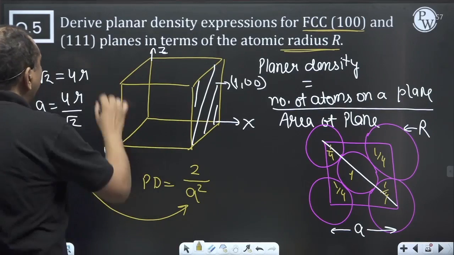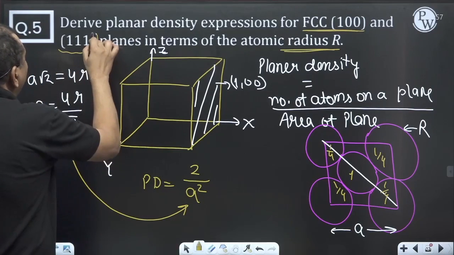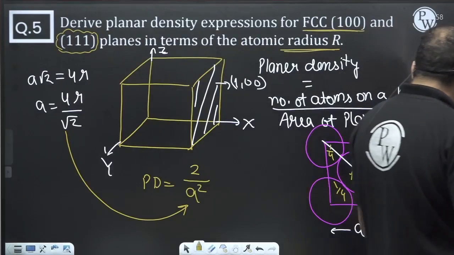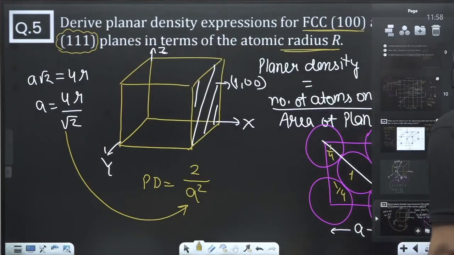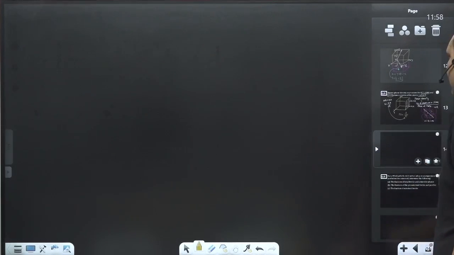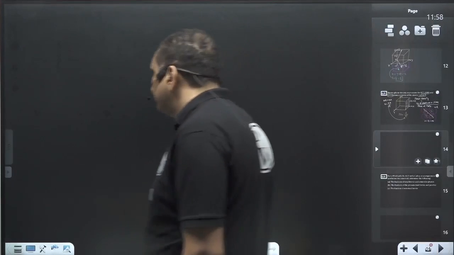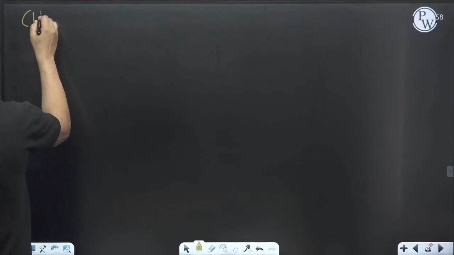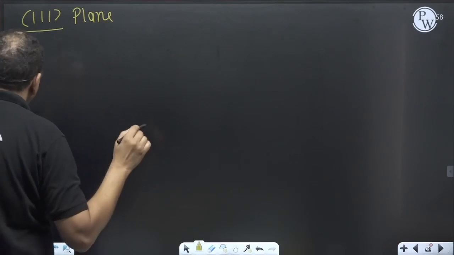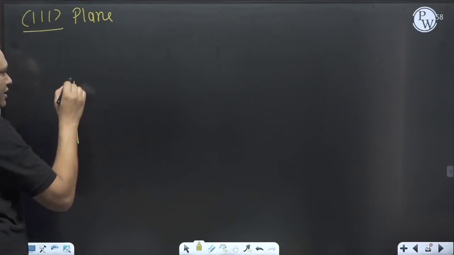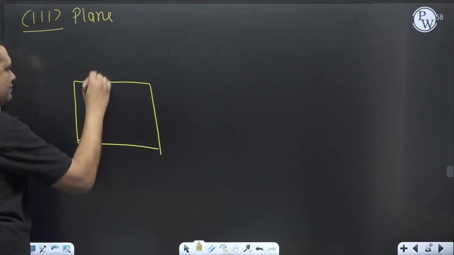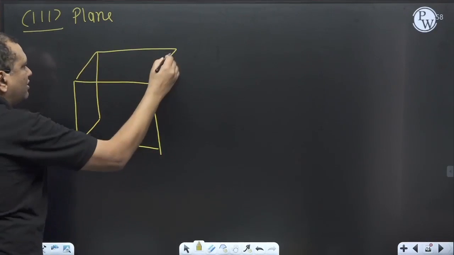But the second question is, you have to find out the planar density for 111. Now, what is the 111 plane? So, again, draw the unit cell.